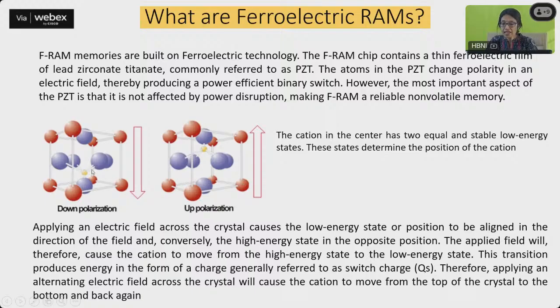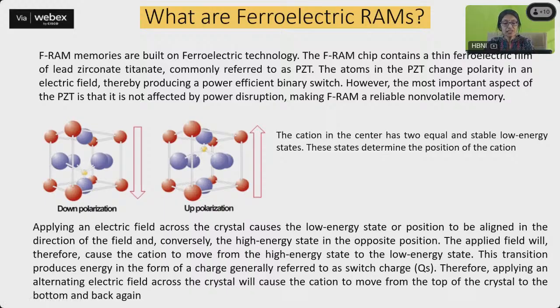Please understand the cation in the center, that is the B cation. It has 2 equal stable and low energy states, and these states will determine the position of the cation. Applying an electric field across the crystal causes the low energy state or position to be aligned in the direction of the field, and conversely, the higher energy state will be in the opposite position.